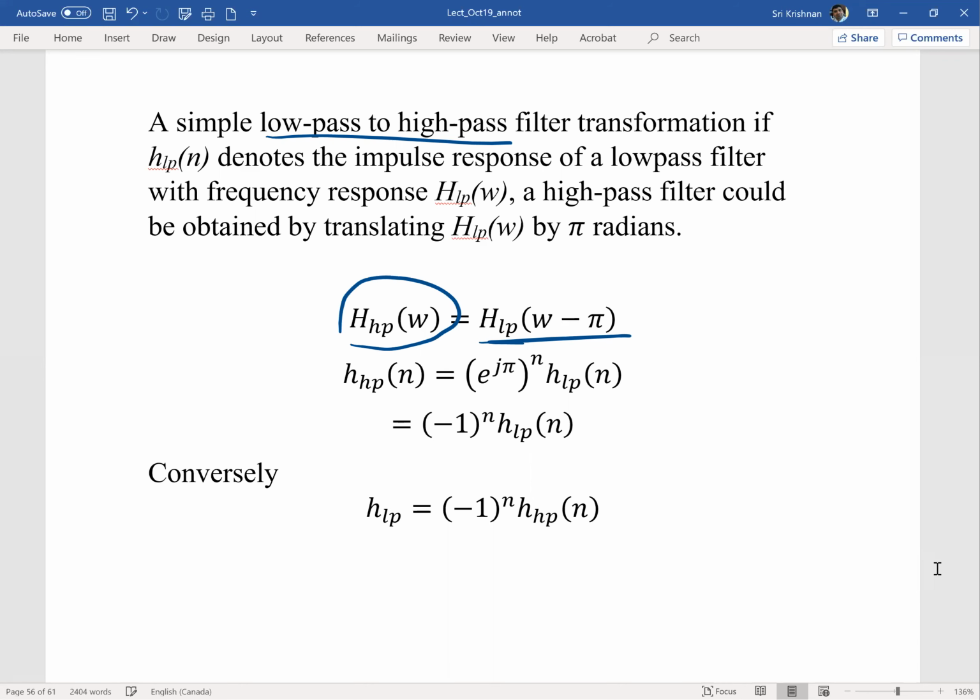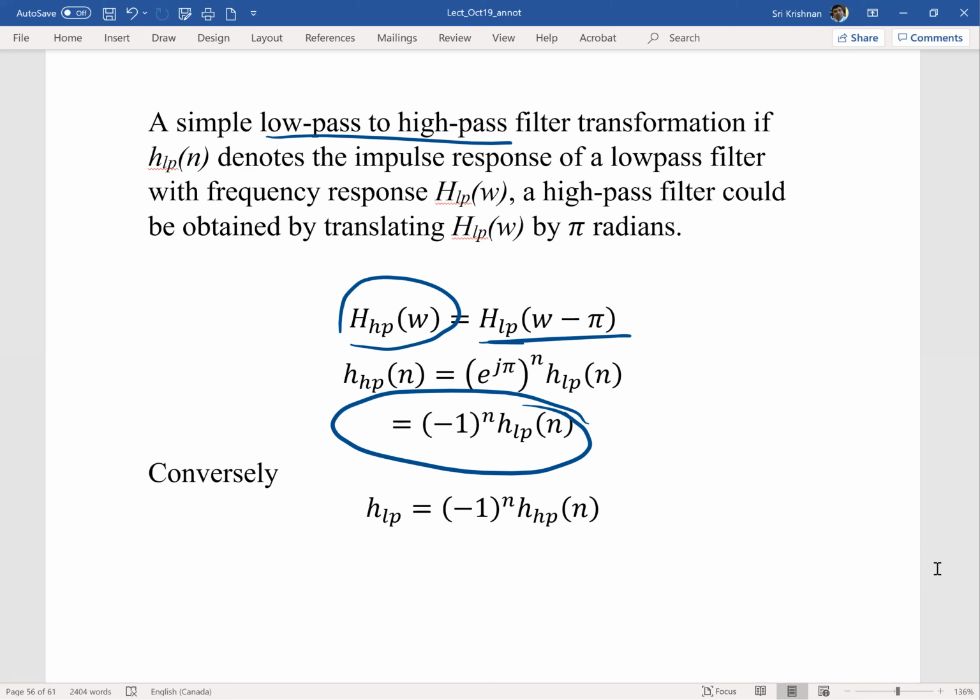So if I delay my low pass filter's frequency response by pi radians, then I get the equivalent version of that high pass filter available to me. Now, when I do the inverse Fourier transform on that to get the time domain expression, the impulse response is nothing but (-1)^n times the low pass filter's impulse response. In other words, with the filter coefficients that we derived for the low pass, you need to change the sign of the alternate coefficients, and then you get the high pass equivalent.